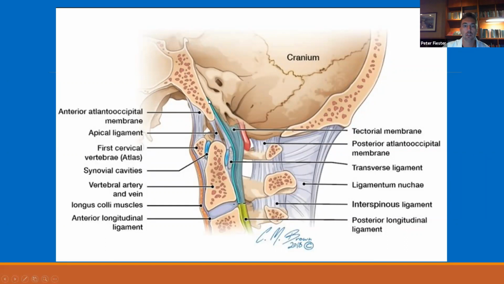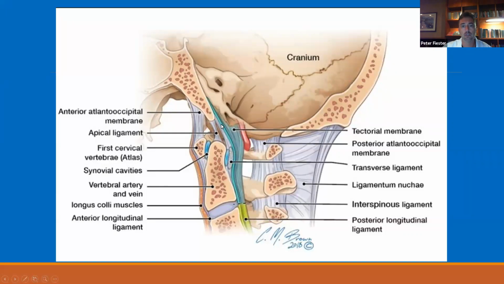And then we get into one of the major stabilizers, in my opinion, and I think a lot of prior research has shown this as well, which is the tectorial membrane, highlighted here in teal. The tectorial membrane is an interesting ligament because it actually interdigitates directly with retroclival dura. Cadaveric studies have shown that it inserts all the way up to the dorsum sellae, where you have elastic fibers still intermingling with dura that high up. And it's firmly adherent to the clivus.